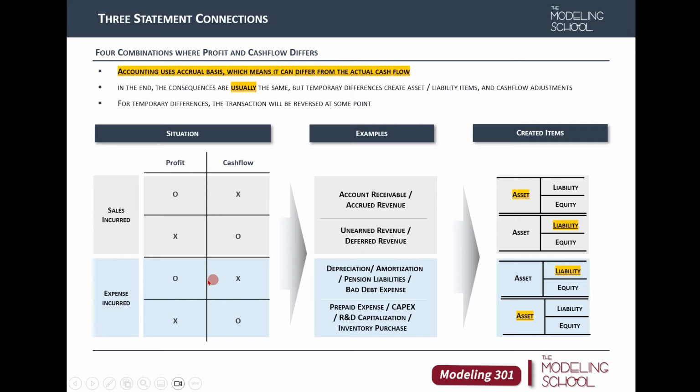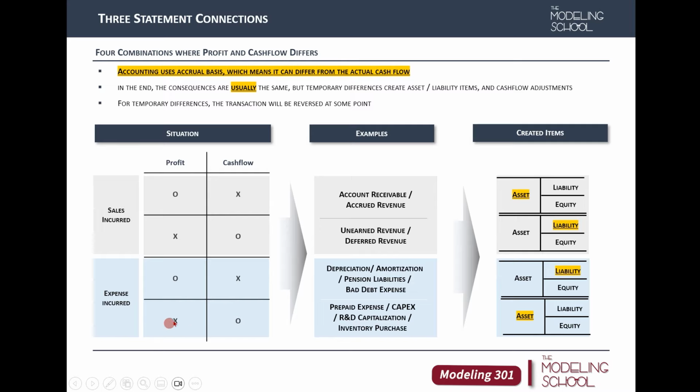Because the company has future obligations to provide future cash, such as pension liabilities. Liabilities are created on the balance sheet. Depreciation and amortization are created as a contra account of assets. We'll go over that in future lectures.